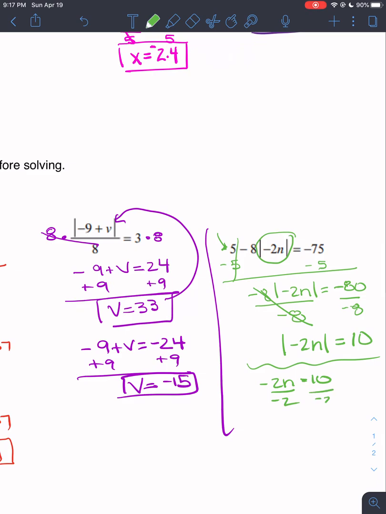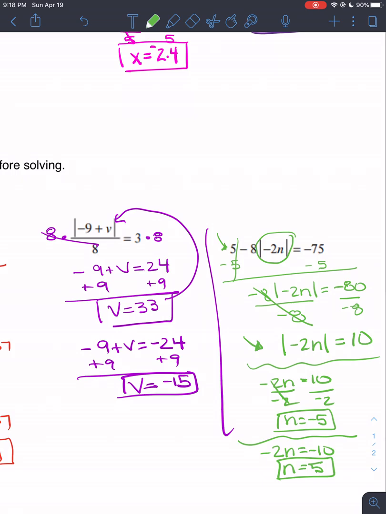Divide each side by negative 2. It looks like n is going to be negative 5. And our second try, we're going to say negative 2n equals negative 10. Remember, we're doing this twice, once with a positive 10, once with a negative 10. Divide each side by negative 2. It looks like it's going to be positive 5 this time. And so there's two solutions, n equals negative 5 and n equals positive 5.